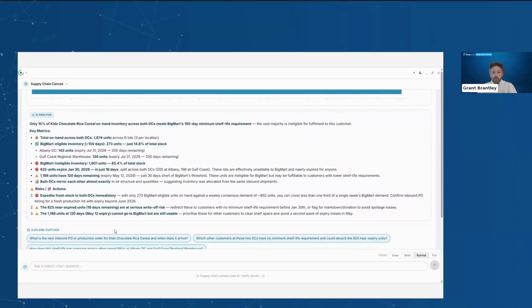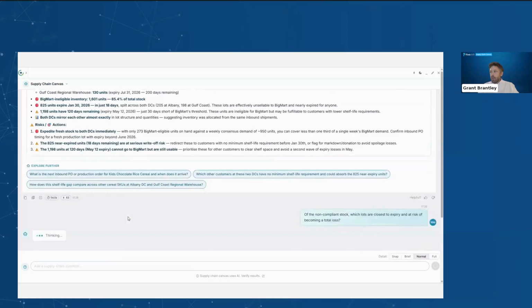So that, in fact, explains the entire service level gap that we started with. And Canvas didn't just hand us the inventory number, but it really went lot by lot, deciding against their specific eligibility rule. So this would then lead me to say, if I have different lots with different expiry dates on them, does it mean that they're all worthless? So I'm going to go in and say, what of those lots are the closest to the expiry and becoming a total loss?